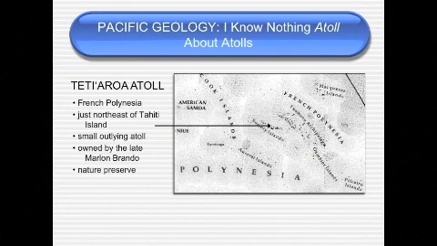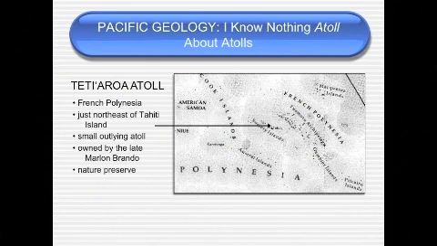So we're going to look at an atoll. I know nothing at all about atolls, and we're going to take one in specific called Tetiaroa, which is in French Polynesia, right above Tahiti. As you navigate from Hawaii to Tahiti, you pass Tetiaroa Atoll. So, several bits of information about it.